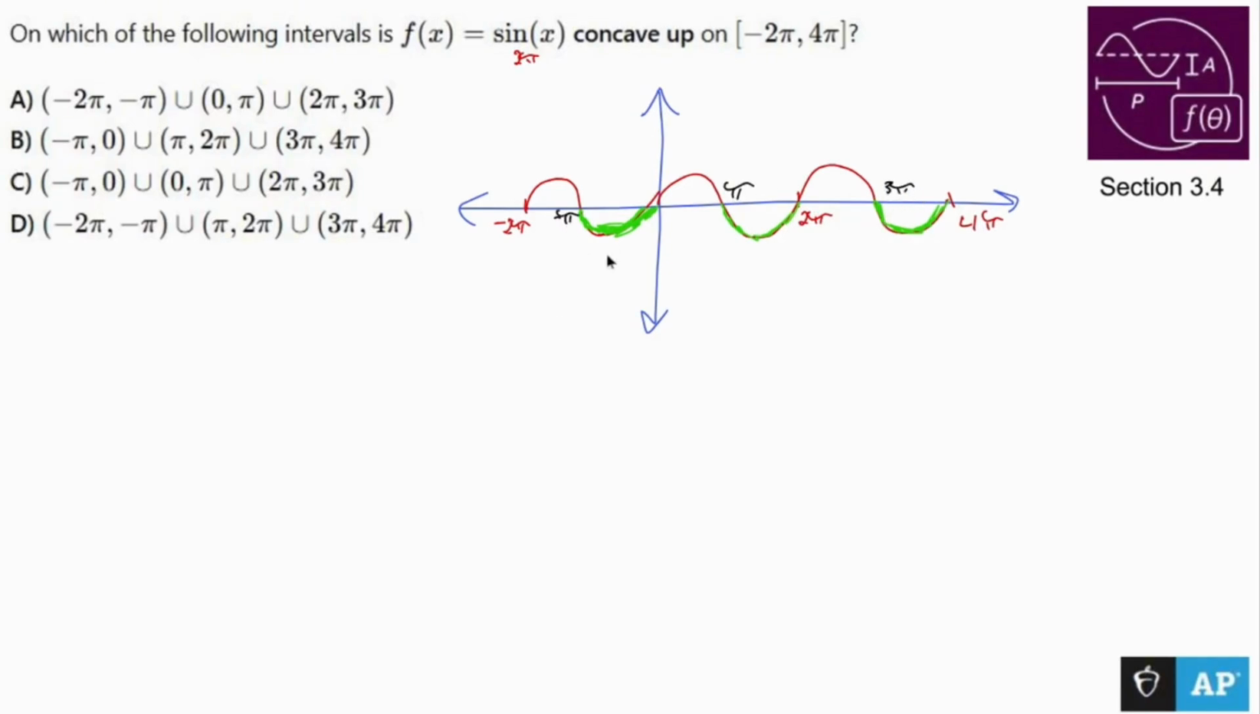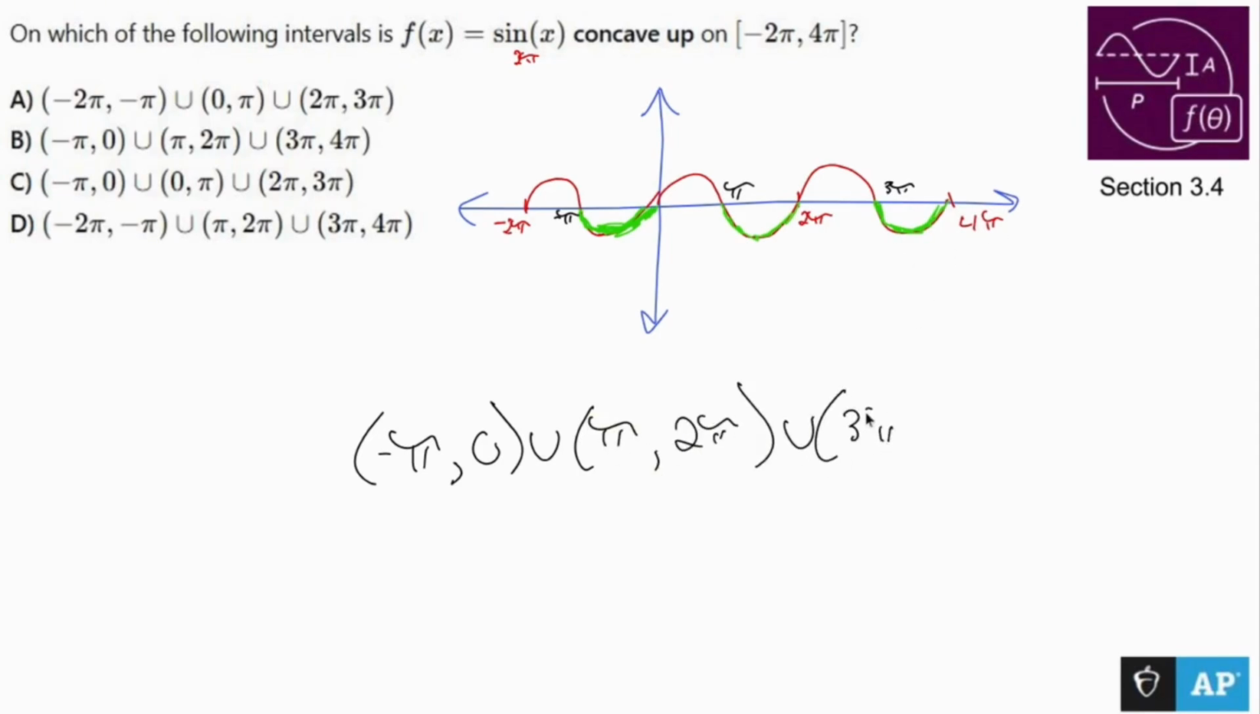So it looks like it's concave up between, and not including, because the pi's are the actual inflection points. So it looks like it's concave up from -pi to 0, union, pi to 2 pi, union, and then 3 pi to 4 pi, and that looks like it's going to be B. Fun, fun.